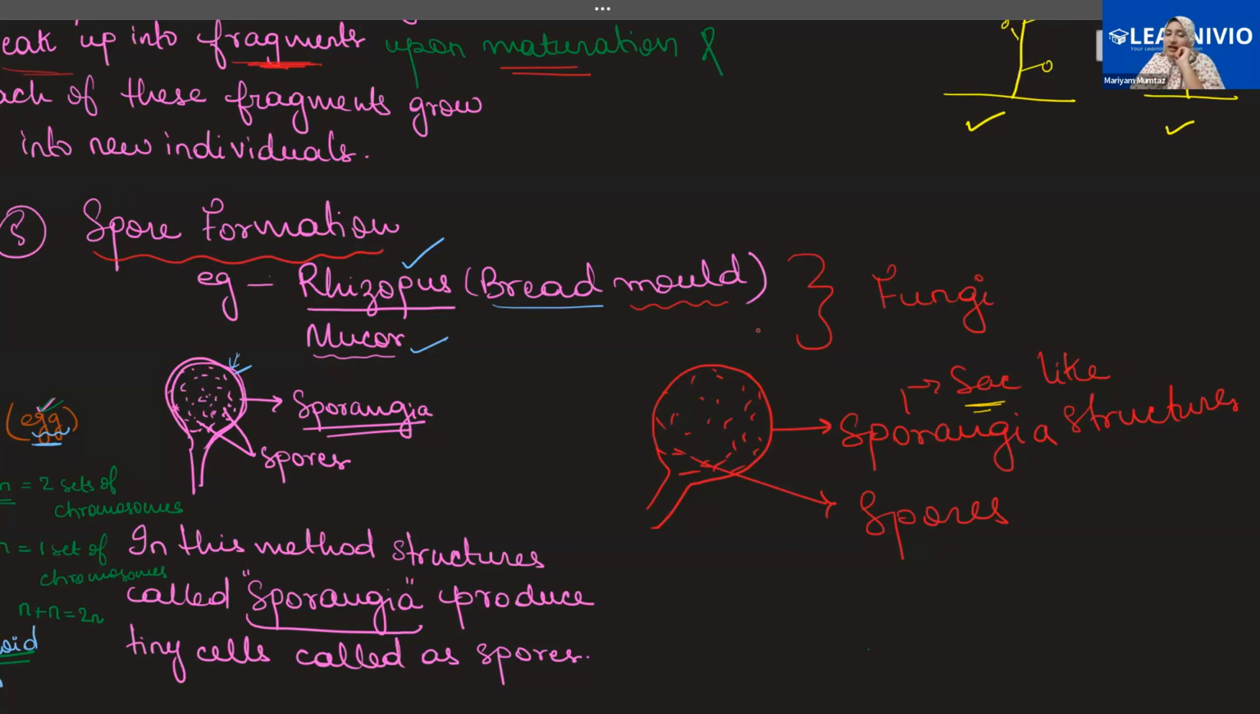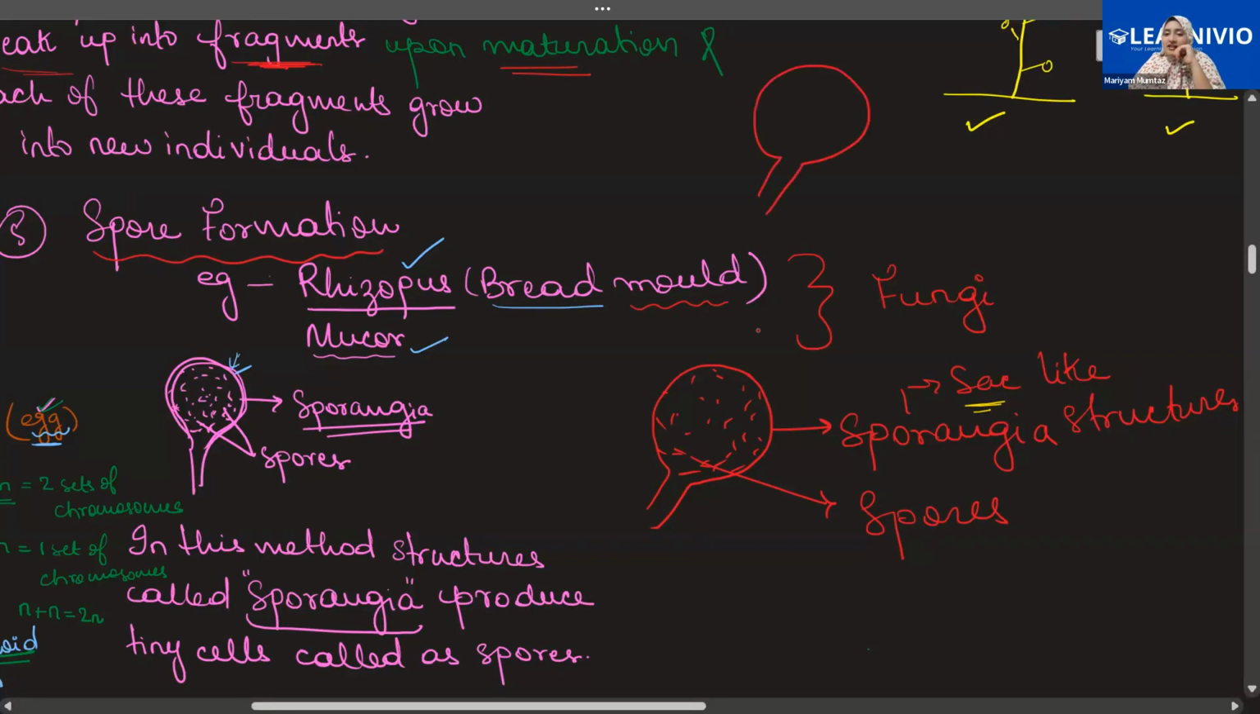So now in the case of fungus, their way of reproduction is that they form a swollen structure like this, and this is known as the sporangia structure. Inside the sporangia there are multiple spores present. This sporangia is a sac-like structure, and inside it multiple spores are present.